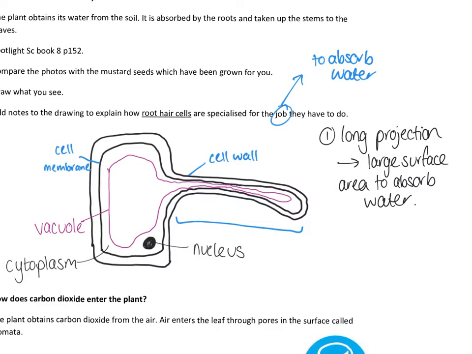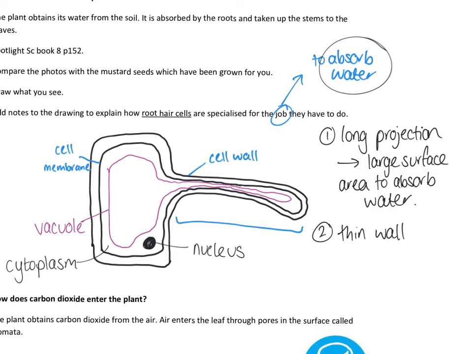So remember, the job of the root hair cell is to absorb water. And so we're thinking about what special features does it have to make it good at that job. So first of all is the long projection to provide a large surface area to absorb water. And second of all, it has a thin wall, again, to help it absorb water. So those are the two specialised features it has to help it be good at its job of absorbing water. So that's how a plant gets its water for photosynthesis. It takes it up through the roots and then it travels up the stem to the leaves for photosynthesis.